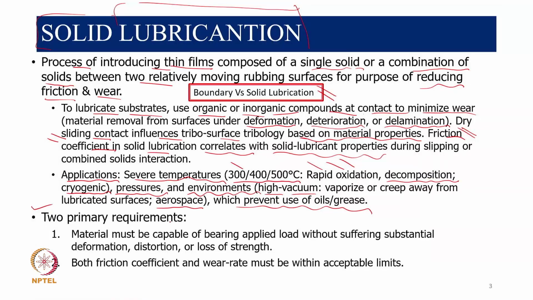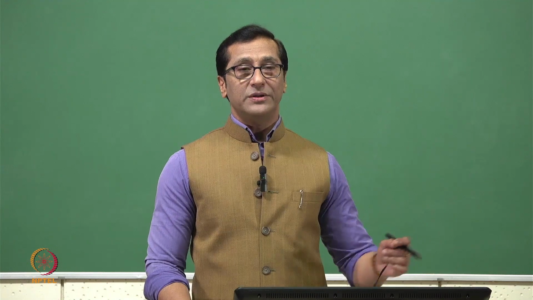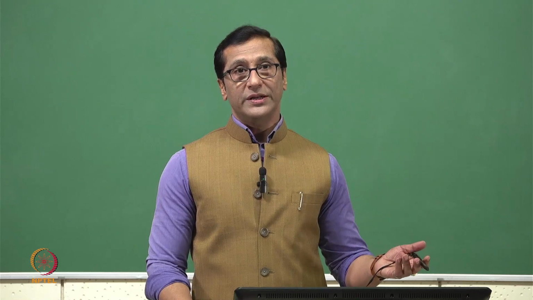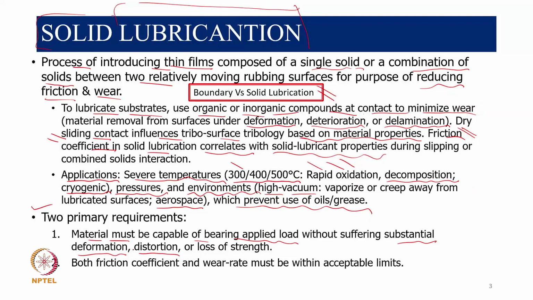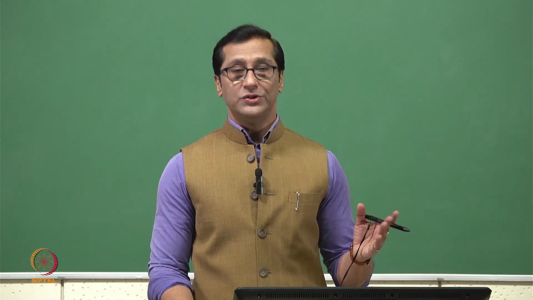So what are the two primary requirements? We say that the solid material must be capable of bearing the applied load, that means it should not squeeze out, it should not come out, and it should not get deformed substantially. It should not happen that a big pit gets formed in the solid lubricant itself, or there is a distortion of it, or it gets removed from the surface completely. Those should not happen; the material should remain intact without deformation.